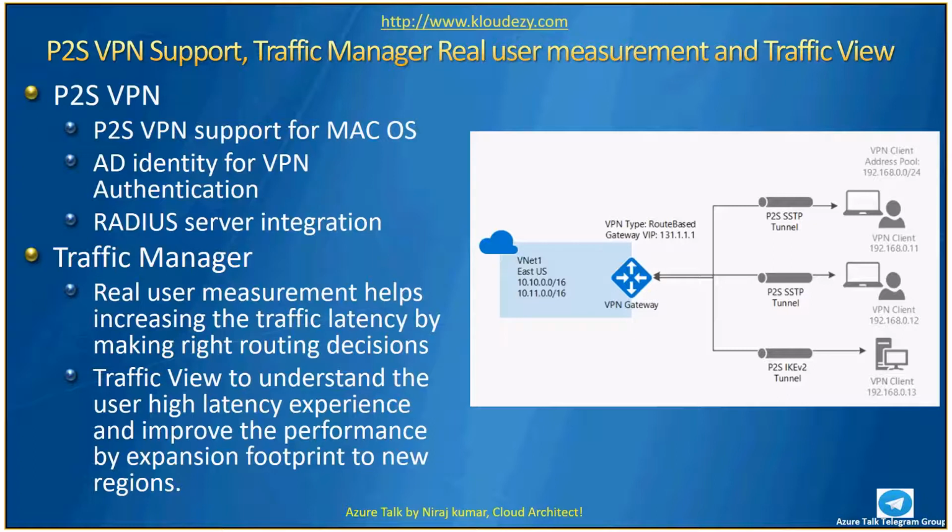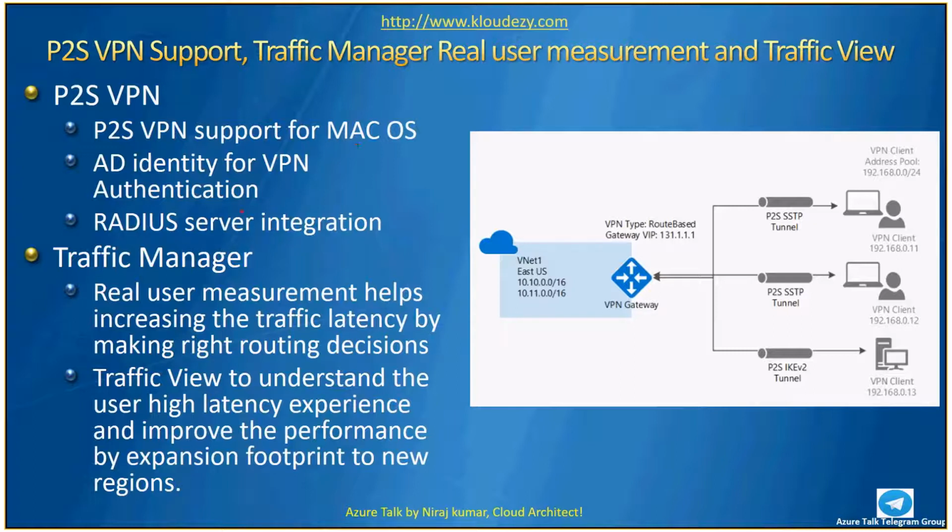The other feature in point to site: earlier we used to have SSTP and PPTP. Generally we don't use PPTP as it is less secure, and we prefer to use SSTP with certificate based authentication. Now there is IKEv2 tunnel support, because most compliance requirements say they need IKEv2 support. Now that is also available. That's a great announcement they made at Ignite, so we are excited to take it now to the production environment. That's all for the point to site VPN.